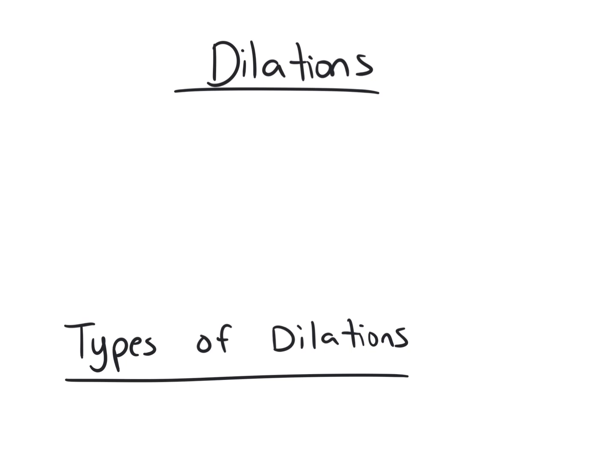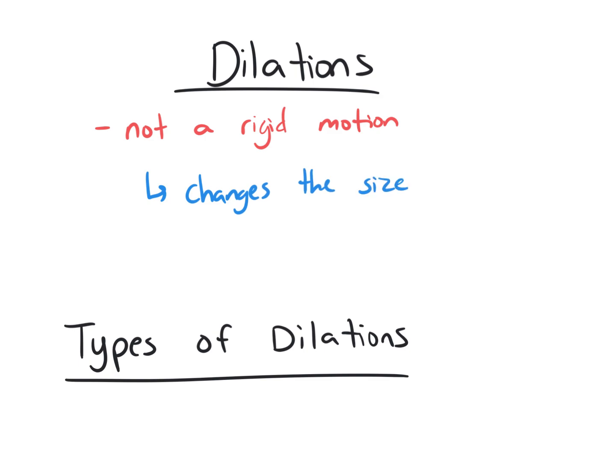So is a dilation a rigid motion? Why not? Because it changes the size of the shape. So for dilation, the first thing I want you to write is: it is not a rigid motion. And again, the reasoning is because it changes the size of our shape. This is the only transformation that we're going to talk about that is not a rigid motion.